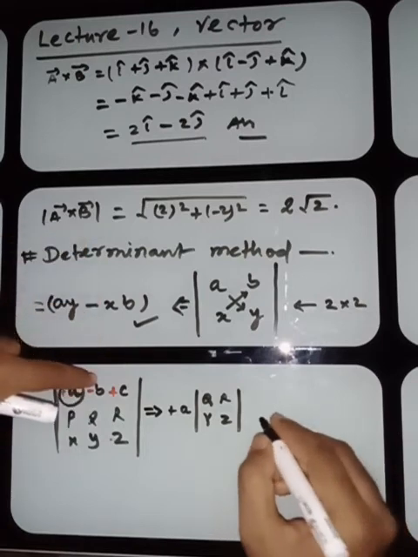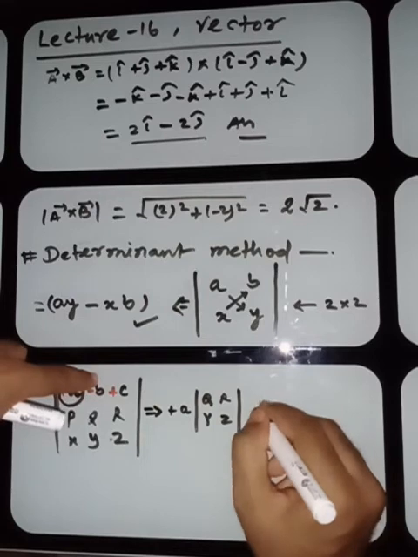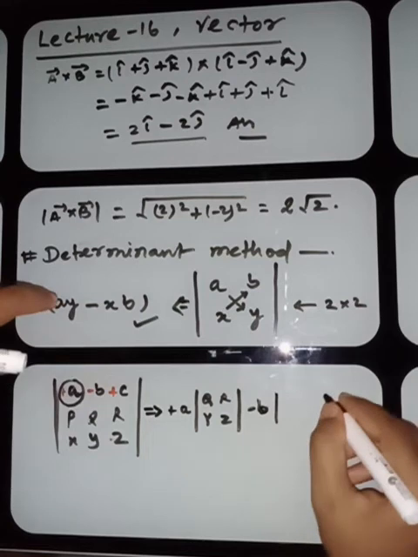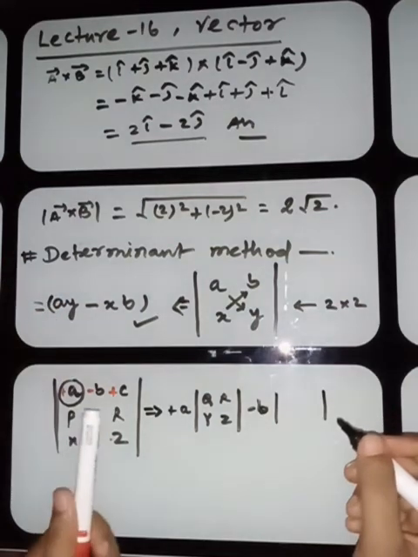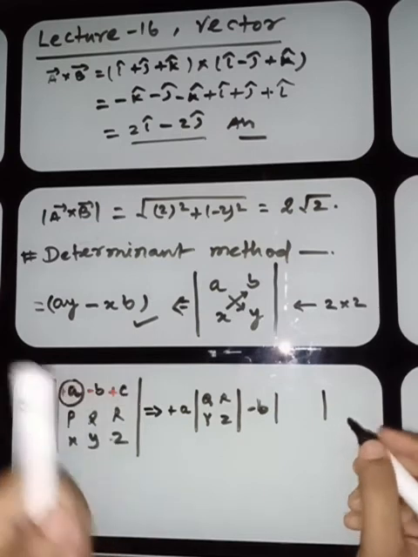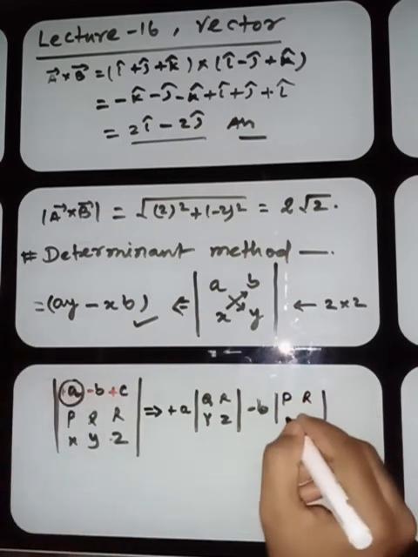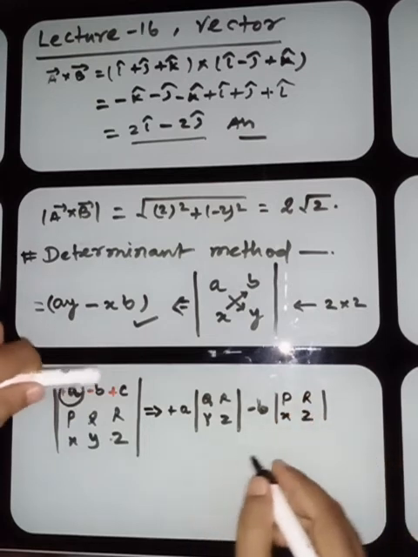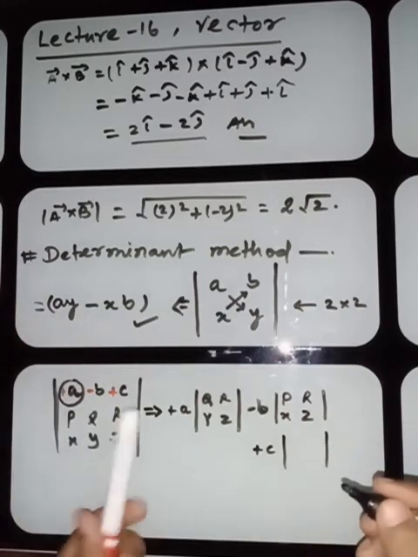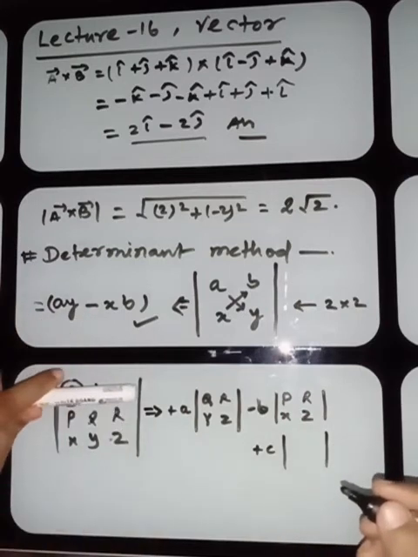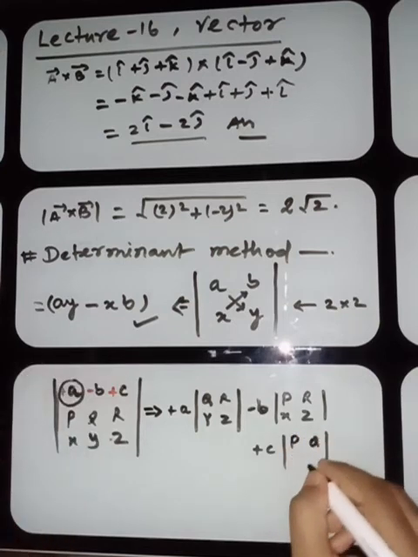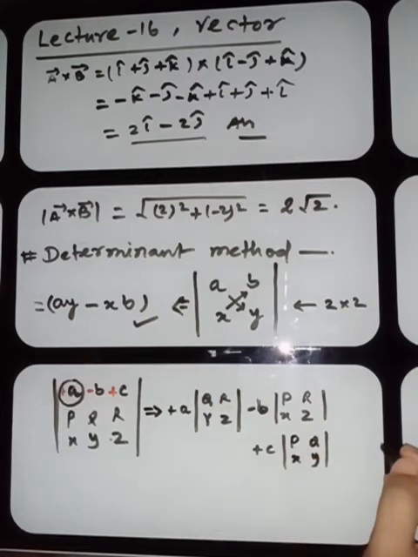Next one is the minus B. Then what will be the rest of the members? With minus B, this will disappear and this will also disappear. Then you will have P, R, X, Z. Next, plus C. The determinant will be here. This will disappear and this will also disappear. So you have P, Q, X, Y. All right, my dear students.